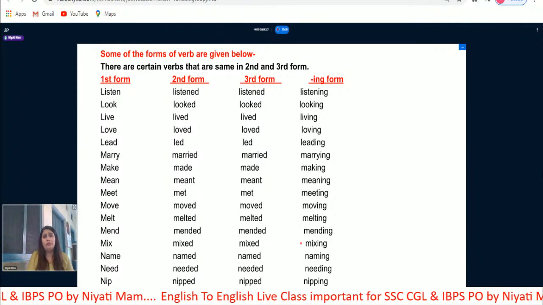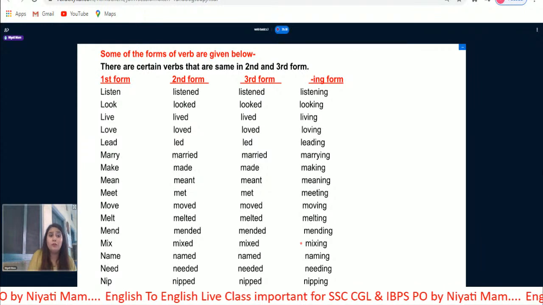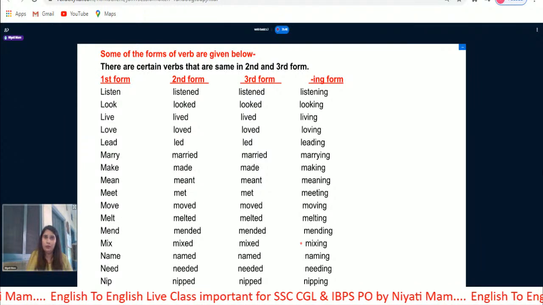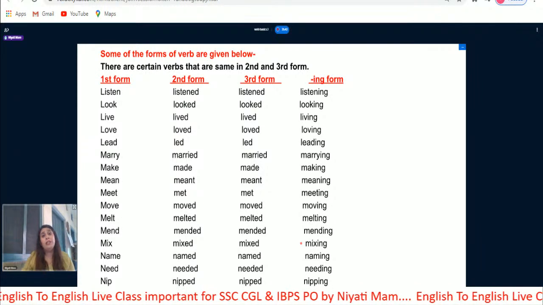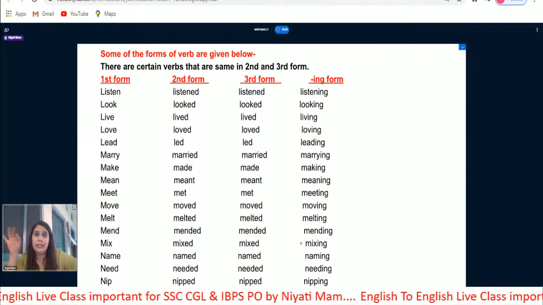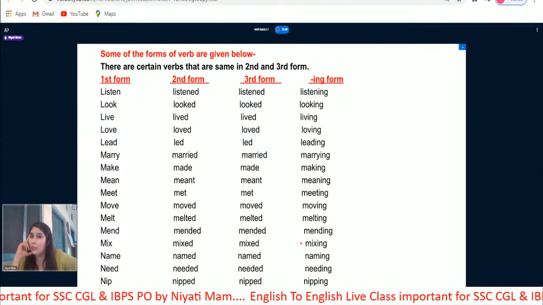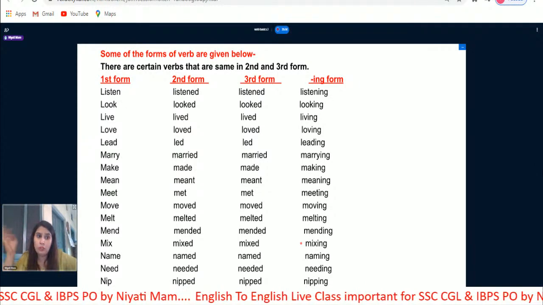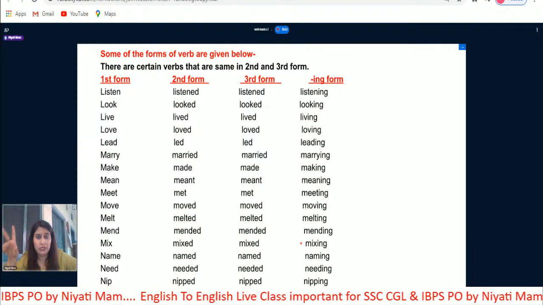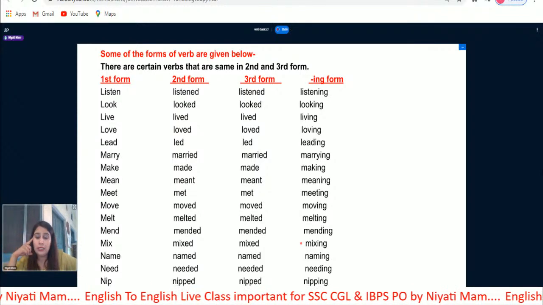There are many types of verbs. Some verbs are known as regular verbs. Some verbs are known as irregular verbs. Irregular verbs are those which have different second form. Go, went, gone. Now your second form is went and third form is gone. So second and third are different from each other. These are the verbs which are known as irregular verbs.